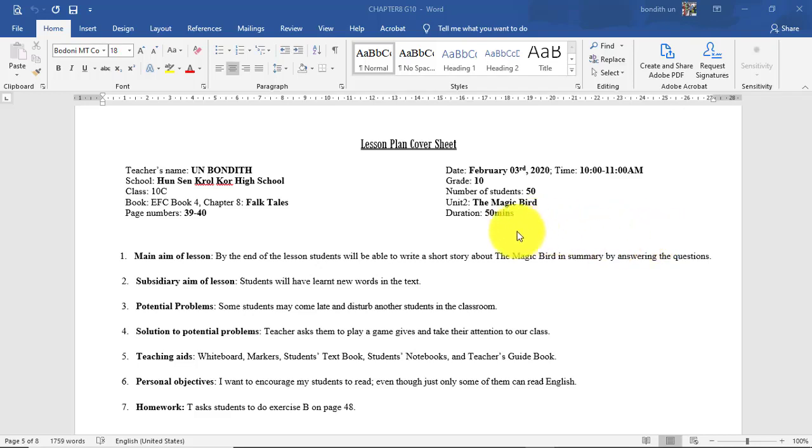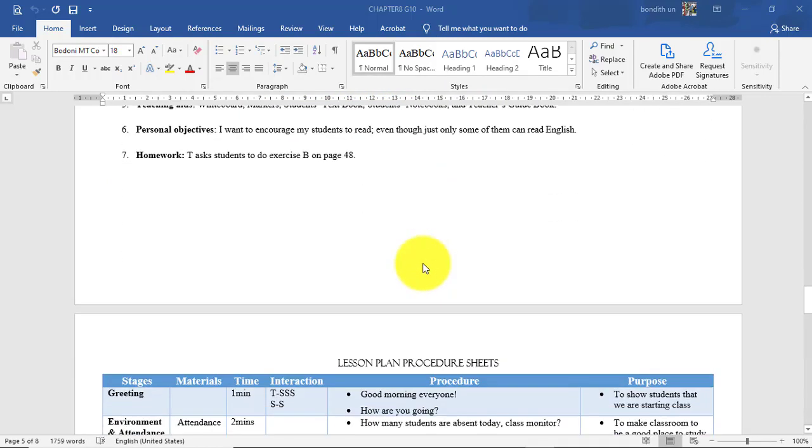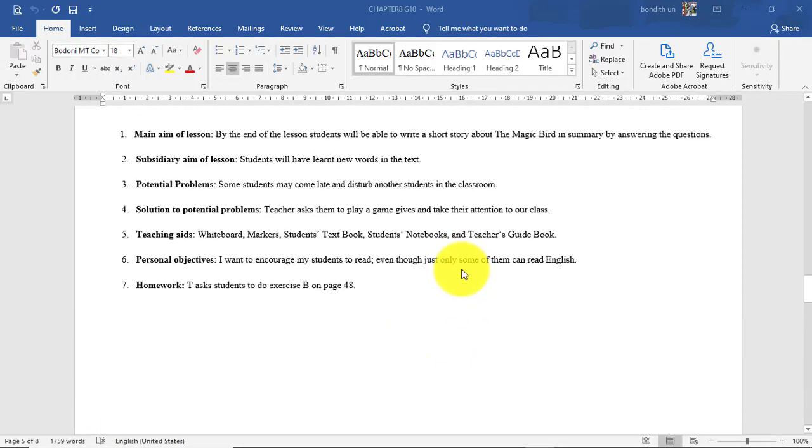Good morning, lecturer. My name is Bandit, and today I'm going to show you my writing skill lesson plan. I don't have the frameworks, and sorry for that. I have only the lesson plan cover sheet and the lesson plan procedure sheets.